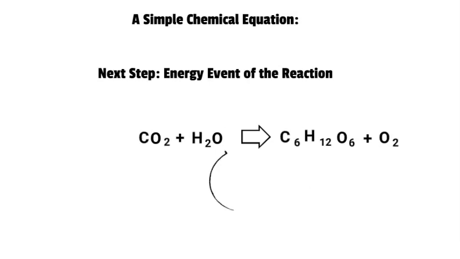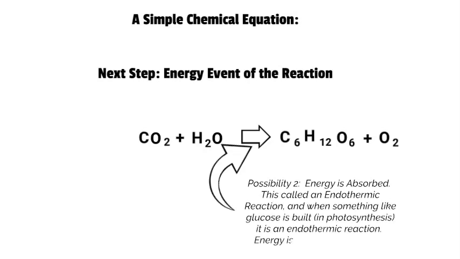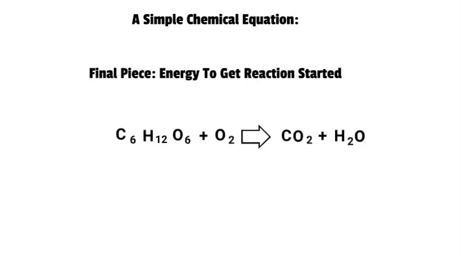Another possibility is that energy is absorbed by the reactants. This is called an endothermic reaction. And when something like glucose is built in photosynthesis, the endothermic reaction occurs and energy is stored in the glucose molecule.